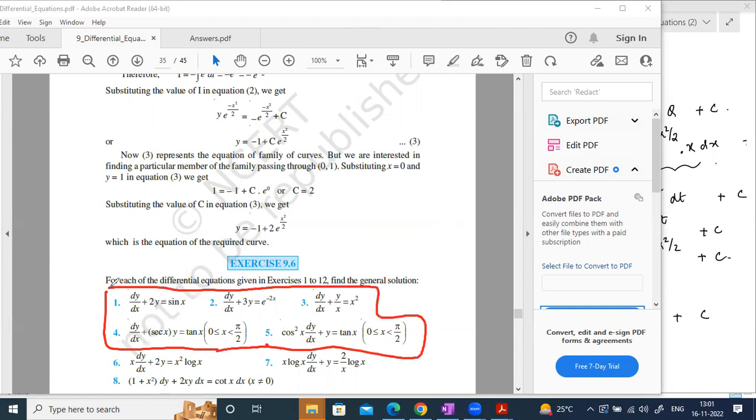Okay, sir. These are based on this topic only. Yes, sir. The first 5 problems, and then we will do the later ones in the class.